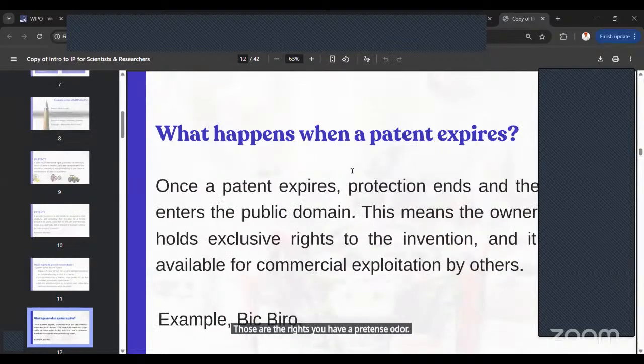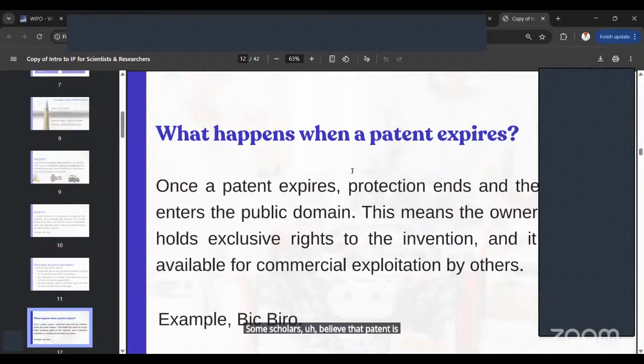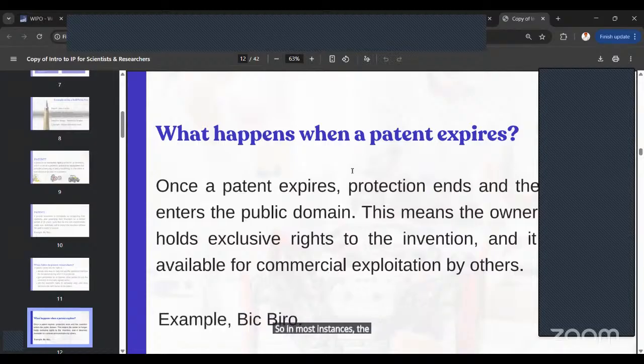However, you might come across something being called negative rights. Some scholars believe that patent is a negative right because we like to say that there is nothing new under the sun. So in most instances, the patent right doesn't give you the right to work the invention. It gives you the right to stop others from using the invention without your permission. I'm sure maybe in the next class, I and Rakesh should talk more about this.